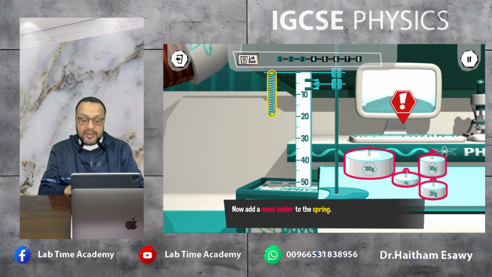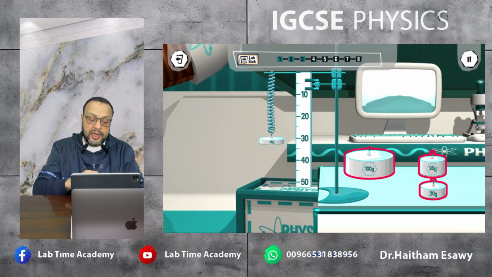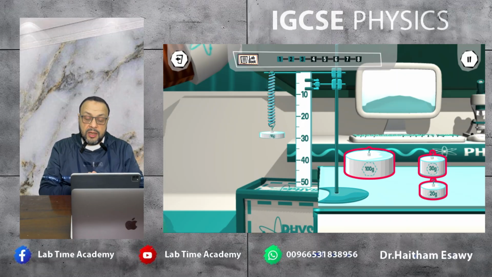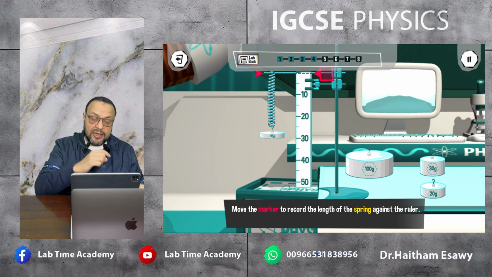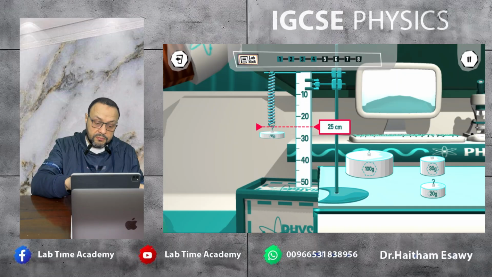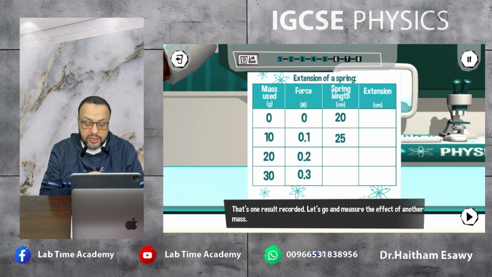After that, I'll start to add the first mass, which is 10 grams as you see. So what will happen to the extension? It will be more. I want to determine the second length, or the new length, for the spring. So as I said before, I'll move the marker down to record the length as you see. So this will be the new length, which is 25 centimeter. I write it here below the spring length.